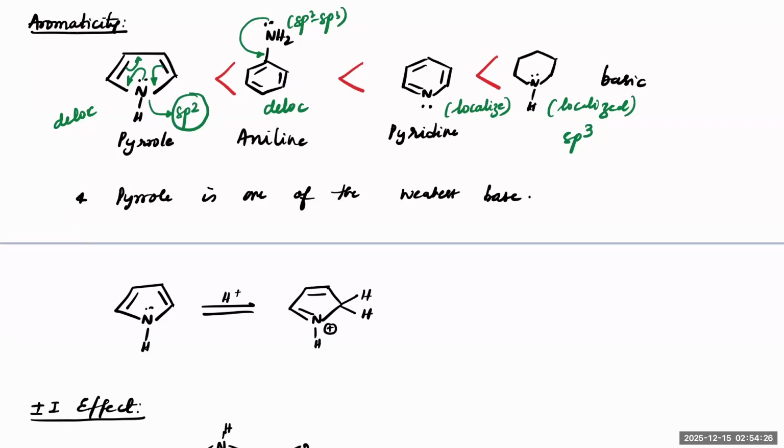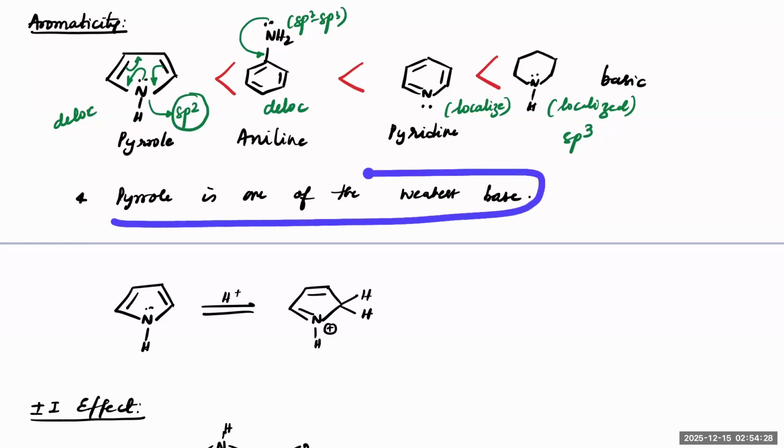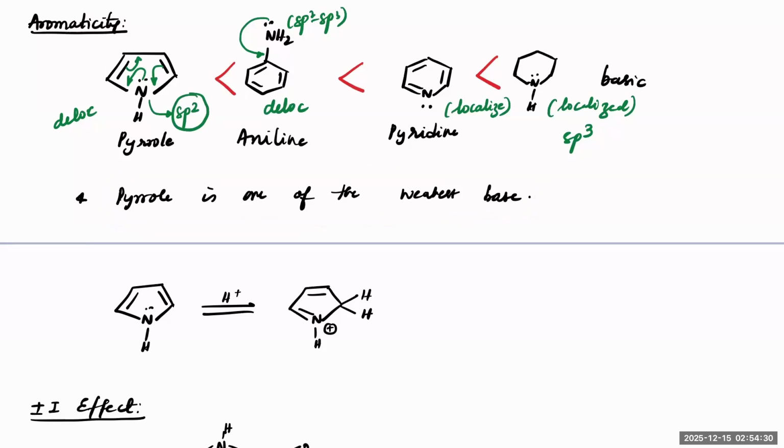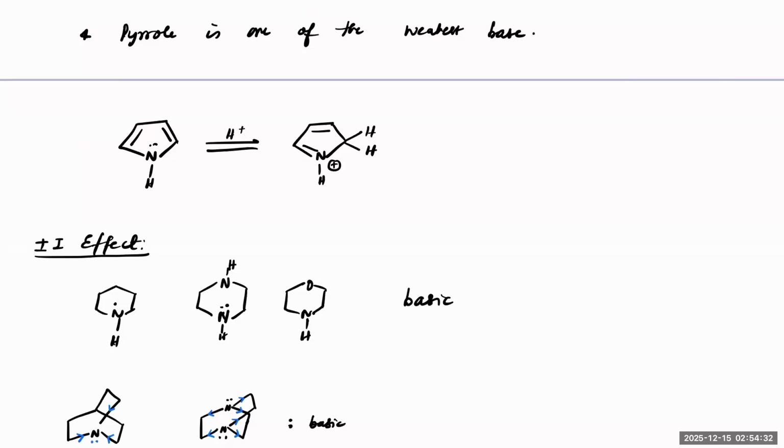Next one. You see, pyrrole is the one which is the weakest base of all of this. In fact, pyrrole, you know what happens if H plus is added? Instead of adding it on nitrogen, because the lone pair is hardly available, it will attack on some pi bond. So H plus will get added to the pi bond instead. So that much weak base it will be.